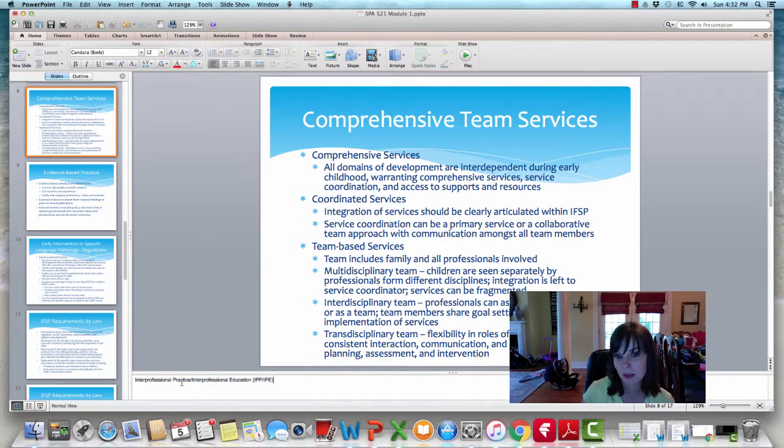So most of the time you're seeing more of an interdisciplinary team, where people are functioning independently. They can work together, but they have periodic scheduled discussions regarding that specific child and the services being provided.